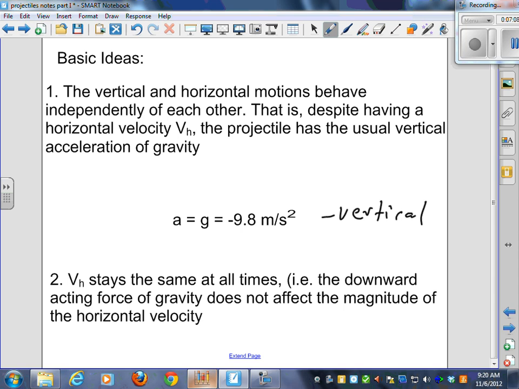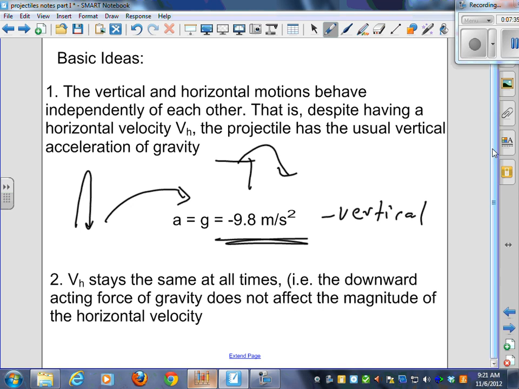Okay? So despite having a horizontal velocity, the projectile has the usual vertical acceleration of gravity. Doesn't matter whether I launch it straight up and down, at an angle, off a cliff. It doesn't matter. Gravity is minus 9.8, and it is only down. The horizontal component has nothing to do with the vertical. If you can keep vertical and horizontal separate, you're set. The other thing is that VH stays the same at all times. The downward acting force of gravity does not affect the magnitude of the horizontal velocity. Okay? Gravity does not affect horizontal. VH stays the same at all times. We're going to assume no air resistance.